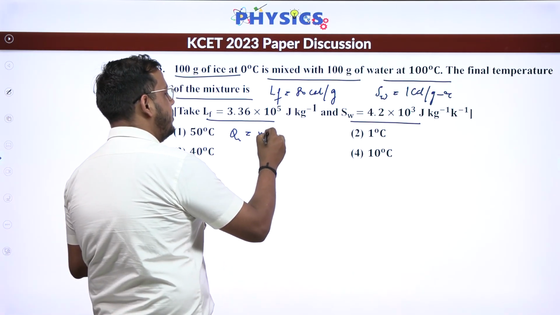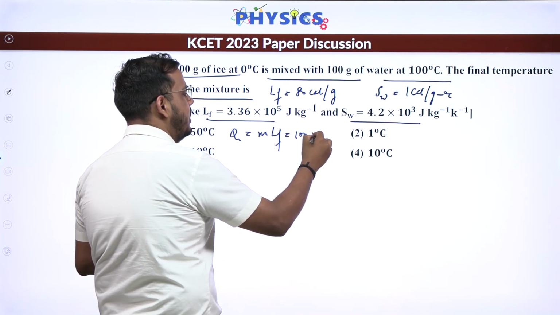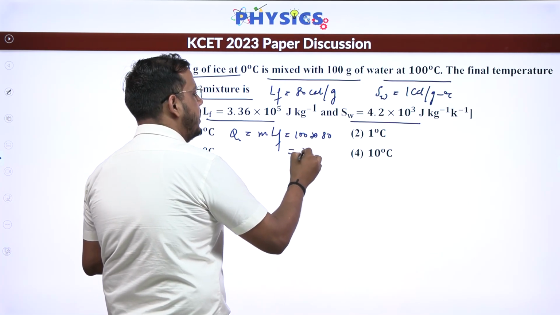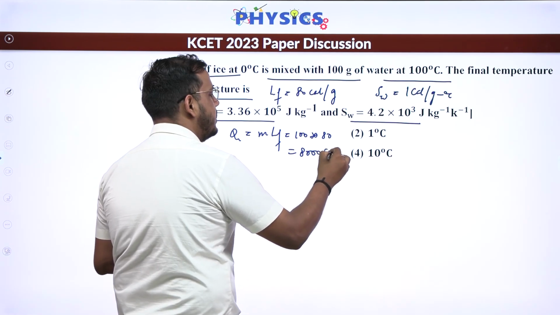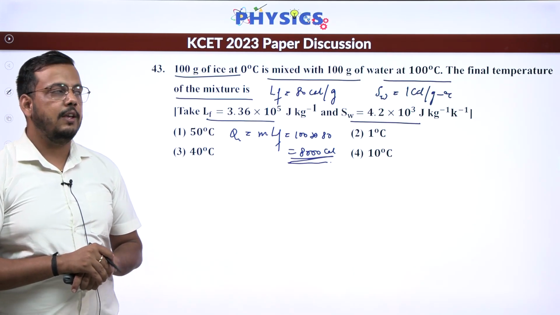So that is M into latent heat of fusion, where M is the mass of ice. So 100 into 80 is 8000 calories. So 8000 calories of heat is required to melt the ice.